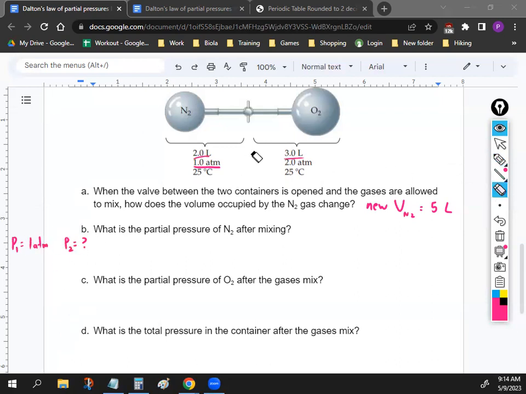Now, if you take a look at these 3 variables, we got volume, we got pressure, and we got temperature. The question is already telling us the pressure changes. What else is going to change? Is the volume going to change or the temperature going to change for nitrogen? If it's spread out, what changed? Volume, yeah. And we already saw that in part A, right? The old volume, V1, was 2 liters, and the new volume, V2, is 5 liters.